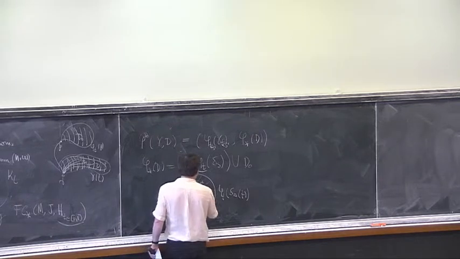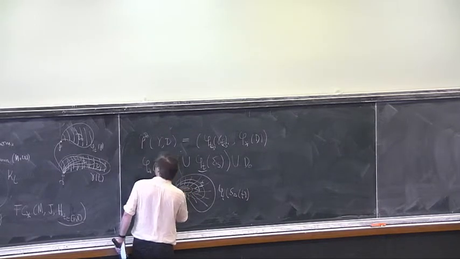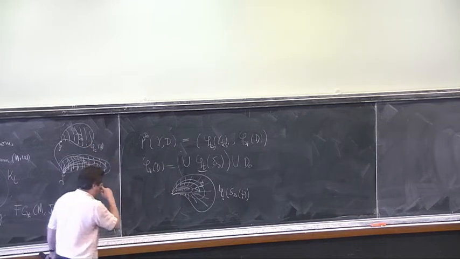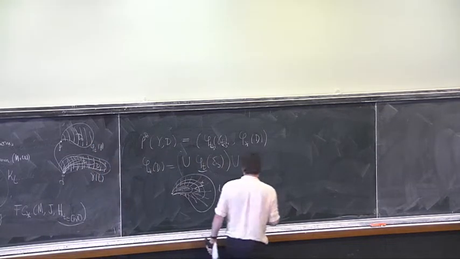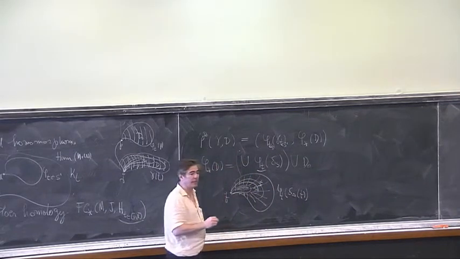So that's what you get here, and then you fill this up. So now you fill it with this. Okay, so this is for Q. Is it clear?